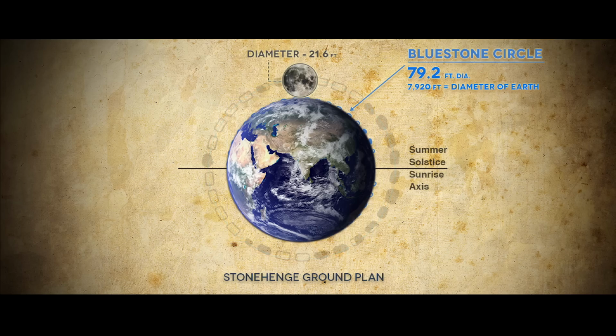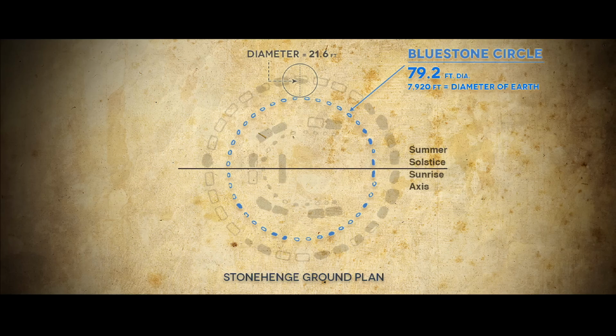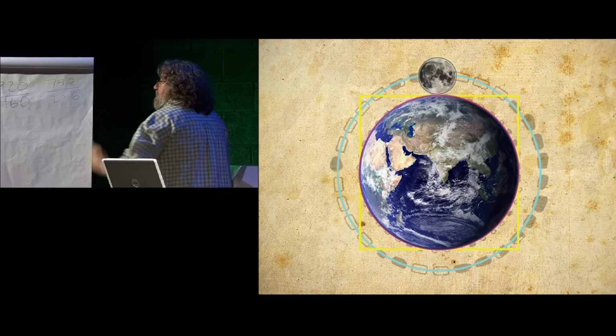So here's the Earth, here's the Moon, and here's the diameter of the bluestone circle, 79.2, and here's the diameter of this little hypothetical circle that has been drawn right here with that difference right there as the radius.